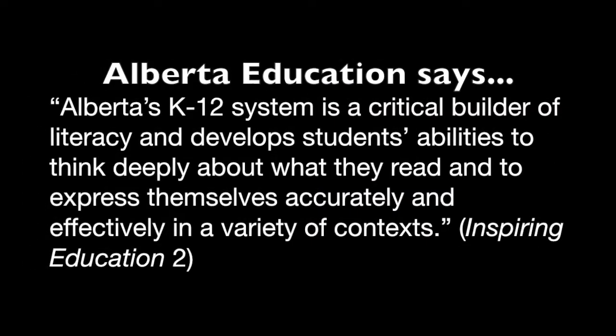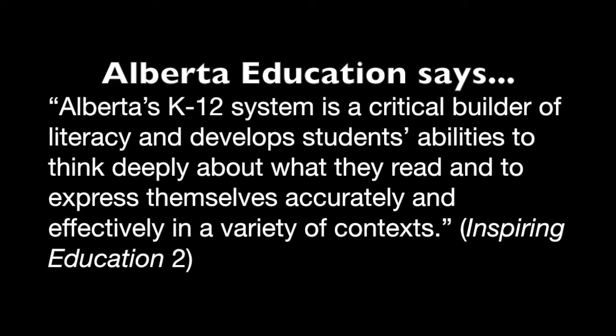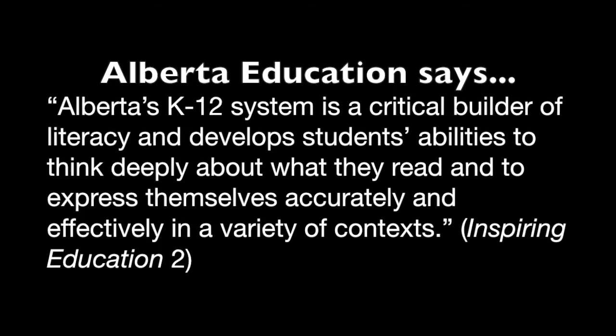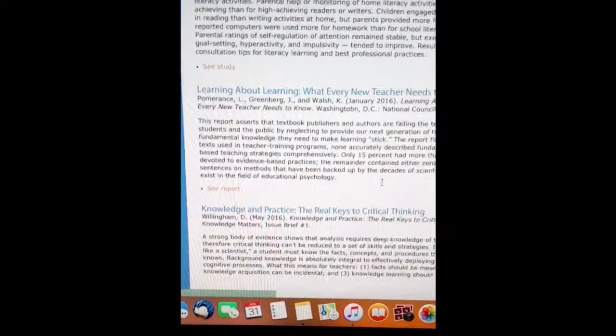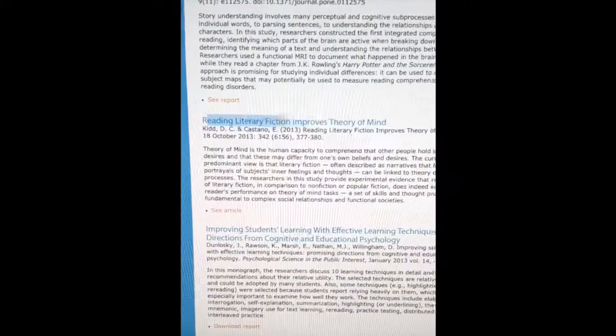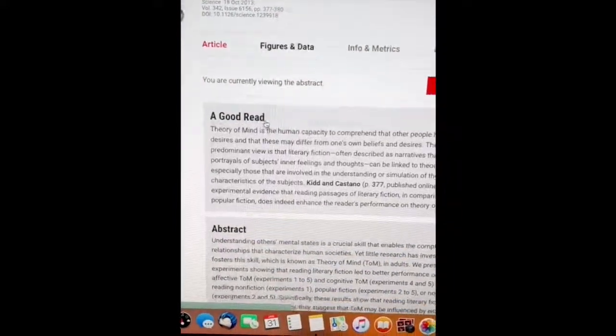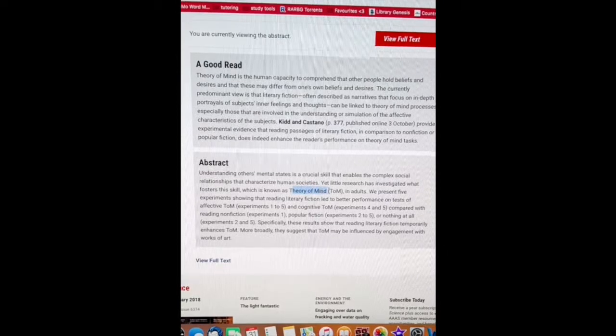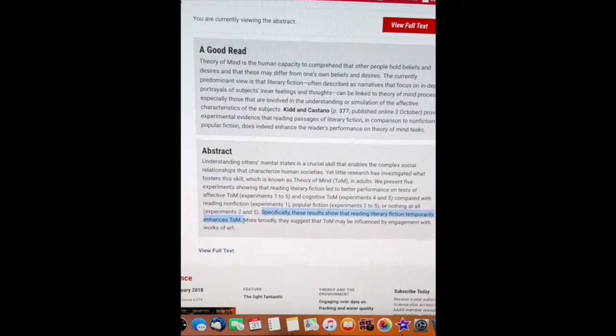Alberta's K-12 system is a critical builder of literacy and develops students' abilities to think deeply about what they read and to express themselves accurately and effectively in a variety of contexts. So that relates right back to that 21st century learner, when we want our students to critically think and problem solve. Reading is extremely important, but it's only one of the things that we focus on in English language arts. Reading opens up new worlds for students, but it's only just the beginning.